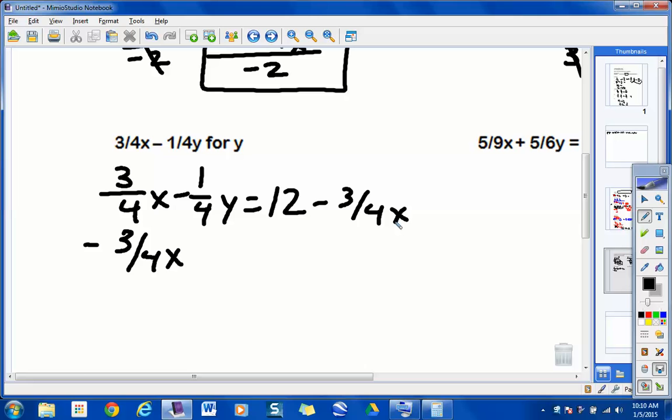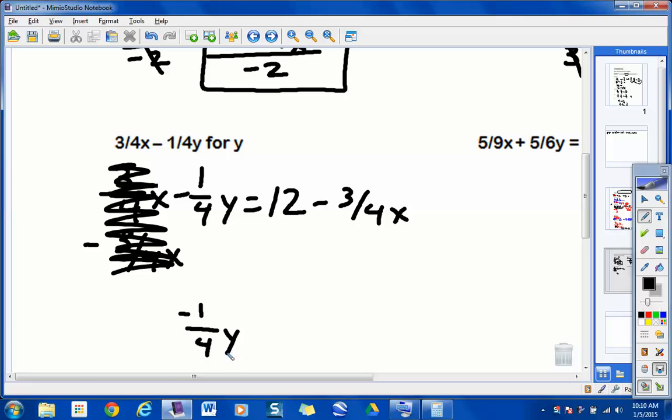Okay. What's a positive 3/4 x, or this is really like 0.75x, minus 0.75x going to do to each other? What are they going to do? Cancel, right? La, la, la. So we've got negative 1/4 y. Where am I going to put the negative with this fraction? Up top or in the bottom now? At the top, I've got negative 1/4 y. Watch what this equals. 12 minus what?